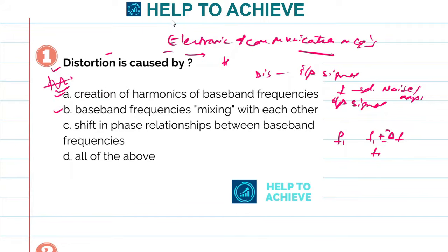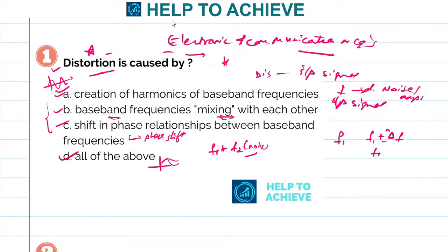Next is whenever the baseband frequency is mixing with another frequency, let's say there are two frequencies where F2 is a noise signal, then in that case also distortion is caused. So this is also the right answer. Next is the shift in the phase relationship between baseband frequencies. Whenever phase shifting happens, they are not coherent, so in that case also distortion is caused. So all the three options are correct. These three will lead to distortion of the signal. So the correct answer is all of the above.